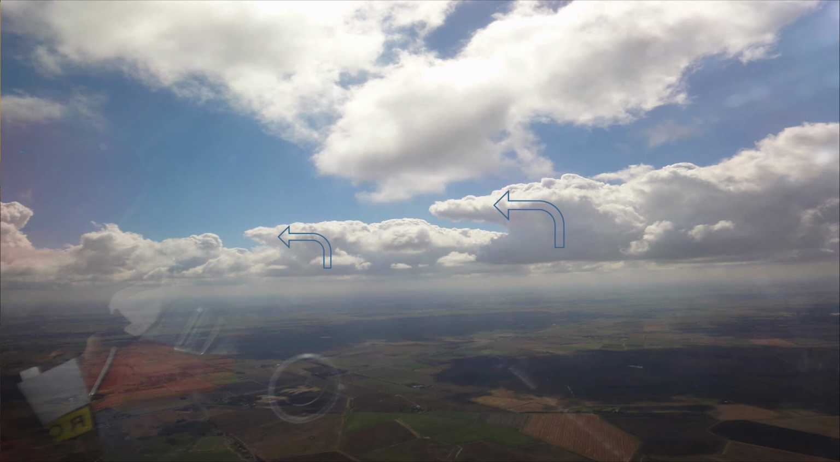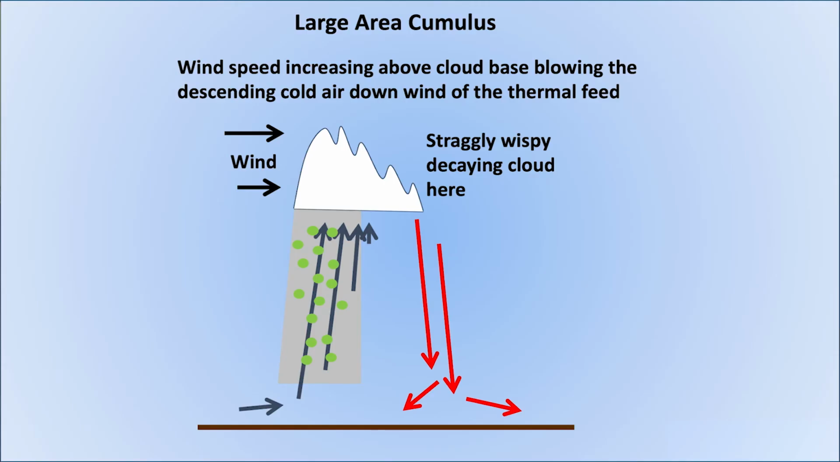So don't go to the left of the cloud because all of that is decaying and it's generating sink from above cloud base cascading down. And the clouds in the foreground also are all generating sink cascading down. Large area cumulus, wind speed increasing above cloud base, blowing the descending cold air downwind of the thermal feed. Straggly, wispy, decaying cloud here.